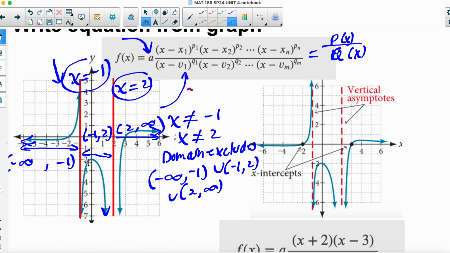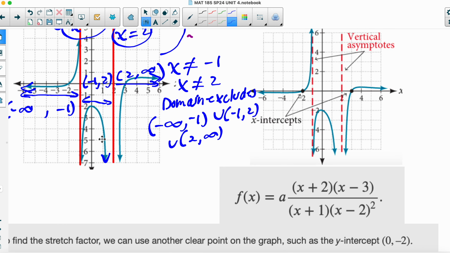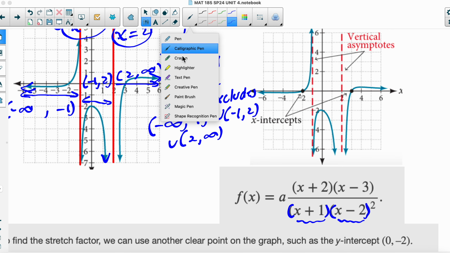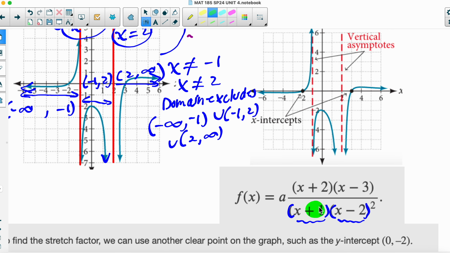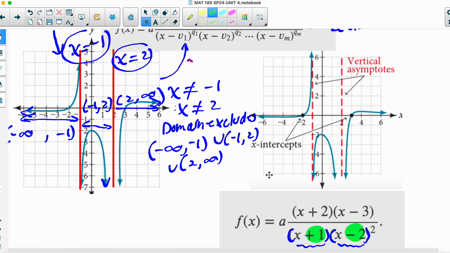All right, so if I know that I have vertical asymptotes, in factored form those become where my denominator would equal 0 if I plug those in. All right, we'll talk about the powers in a second.